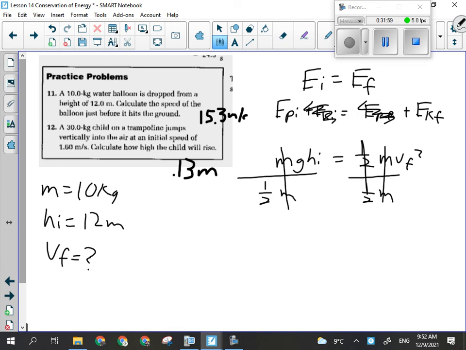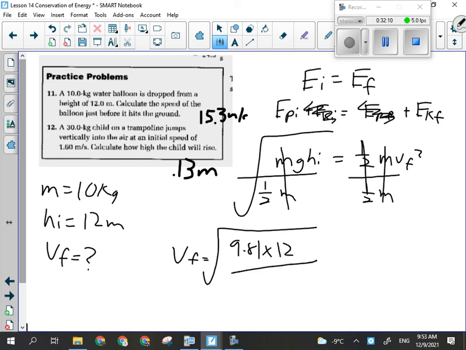Okay, and then I need to square root this. So vf will be the square root of 9.81 times 12 meters divided by 1/2, all square rooted, which should give us 15.3 meters per second.